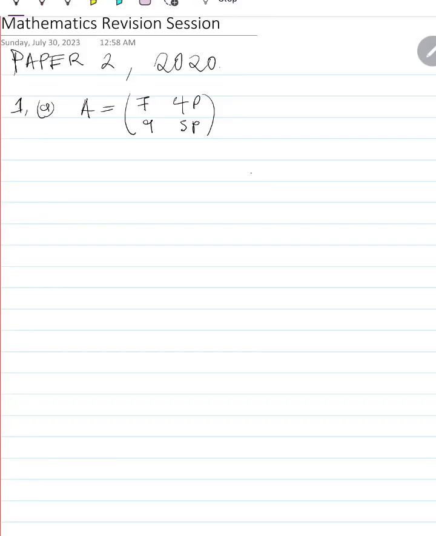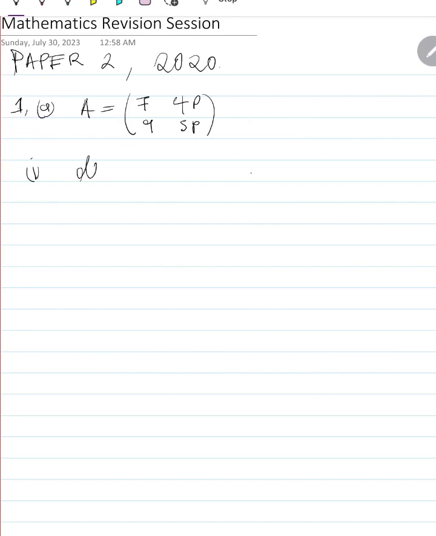Hi, let us do a quick revision of Mathematics Paper 2, GCE 2020. So the first question says, you have been given a matrix. You have entries 7, 9, 4p, and 5p. So number 1 says, find the value of p for which the determinant of A is -2.